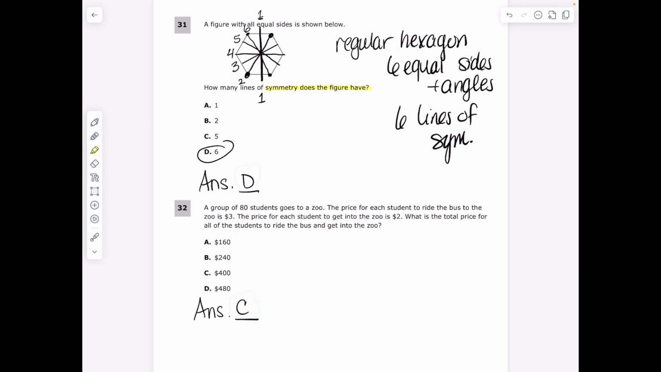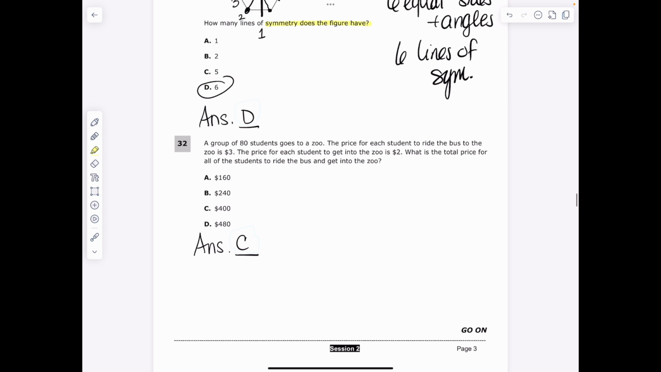Let's look at 32. This one's a spicy one. A group of 80 students go to the zoo. The price for each student to ride the bus is $3. The price for each student to go to the zoo is $2. What is the total price to go to the zoo? Okay, so every student needs $3 for the bus and $2 for the zoo. And there are 80 students altogether.